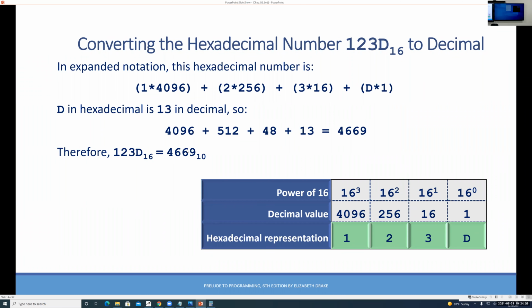Okay, how do we convert from hexadecimal to decimal? You have 1 times 4096, 2 times 256, 3 times 16, and this one is 13. You add them up together and you have 4669 here.